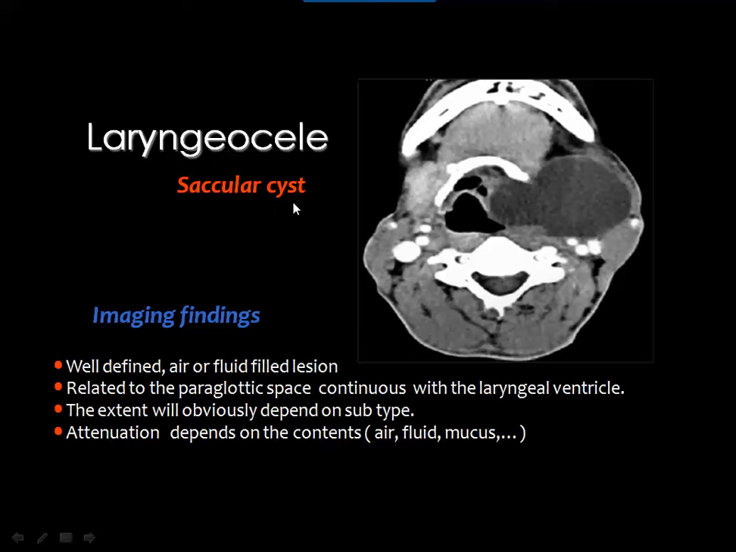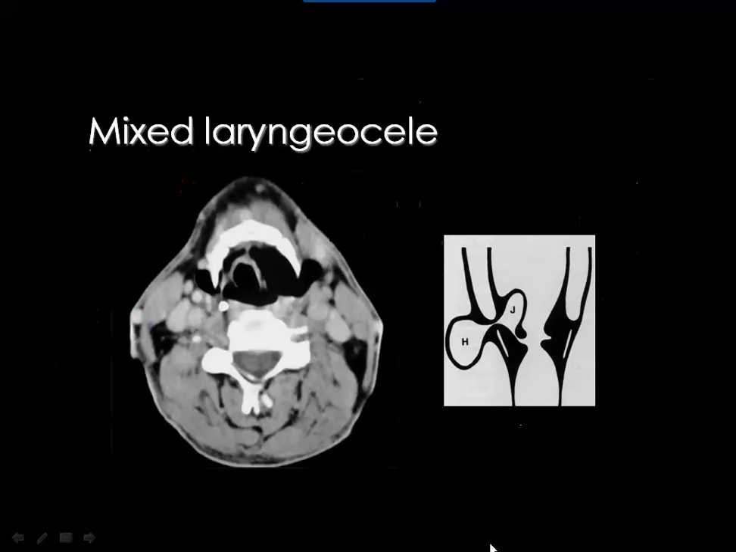but laryngocele can be filled with air and can be filled with fluid, and the attenuation of the content depends on the fluid nature and the presence of some mucus or proteinaceous fluids. Of course, you know that this is a mixed laryngocele having a part inside the larynx and another bigger part outside the larynx.